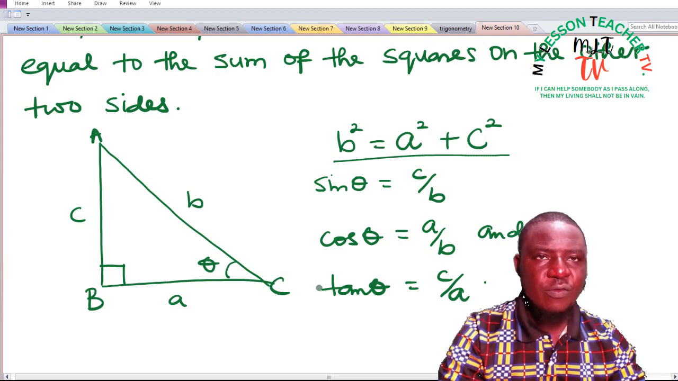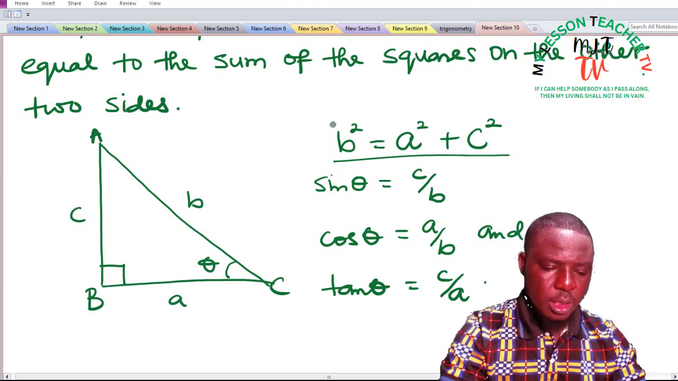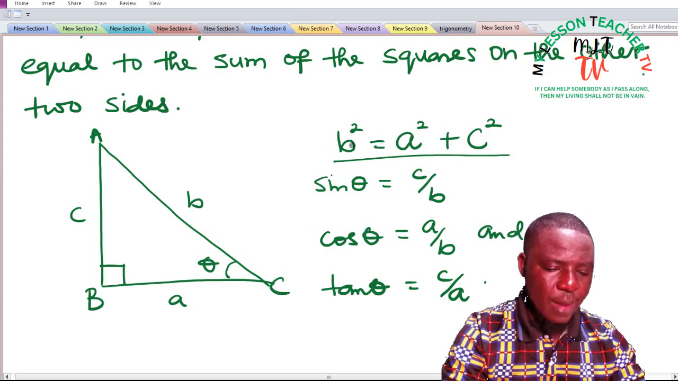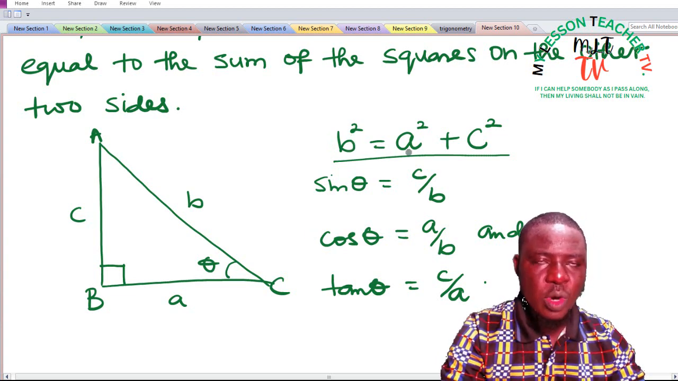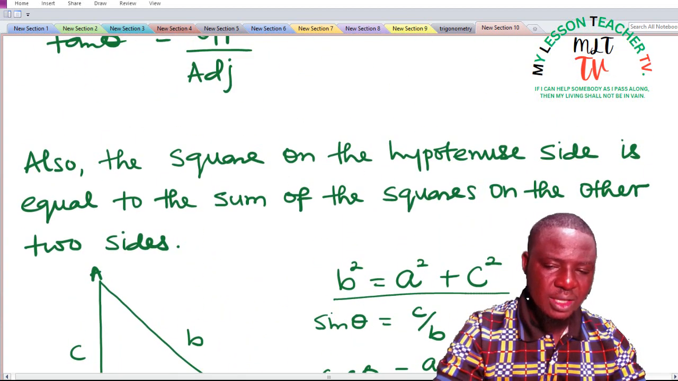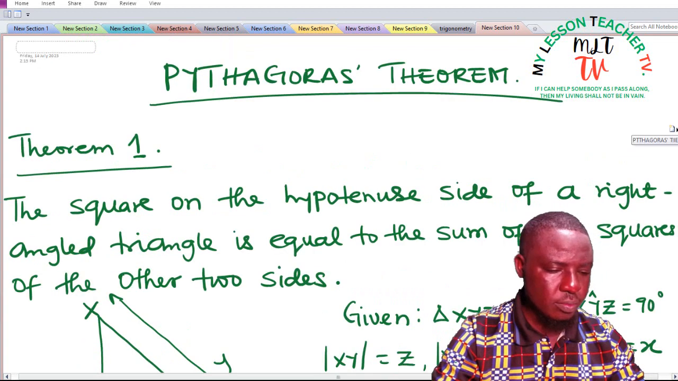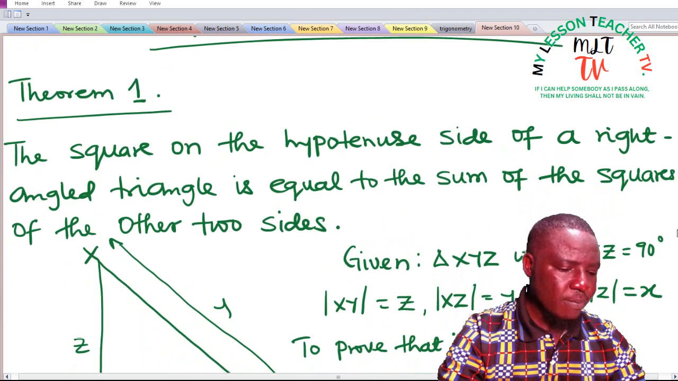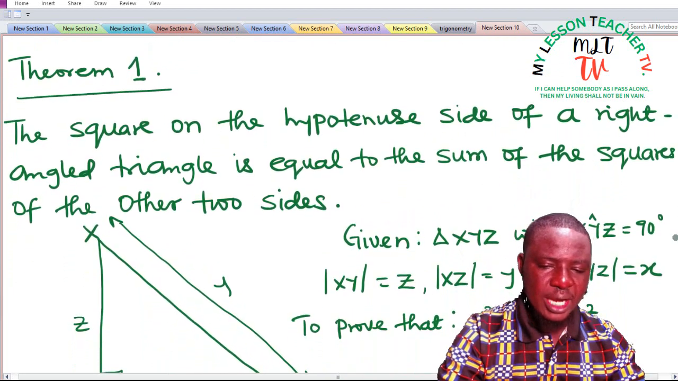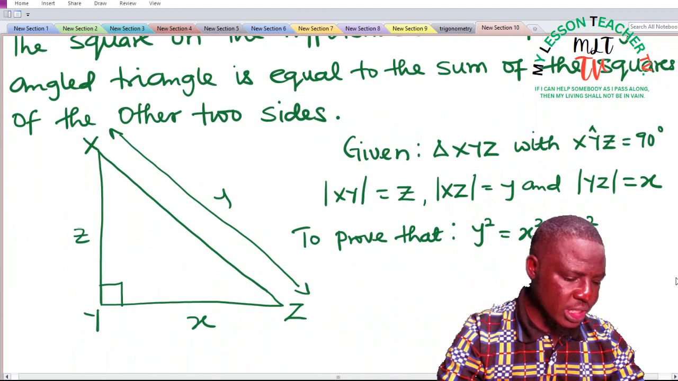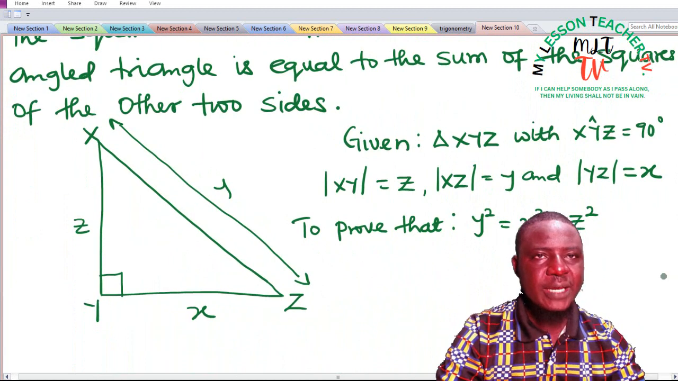So I shall be proving to you today the Pythagoras theorem, which states that the square on the hypotenuse side is equal to the sum of the squares of the other two sides. So that is our focus in today's class. Pythagoras theorem, theorem 1, says that the square on the hypotenuse side of a right angle triangle is equal to the sum of the squares of the other two sides. So we shall consider triangle XYZ in proving this.